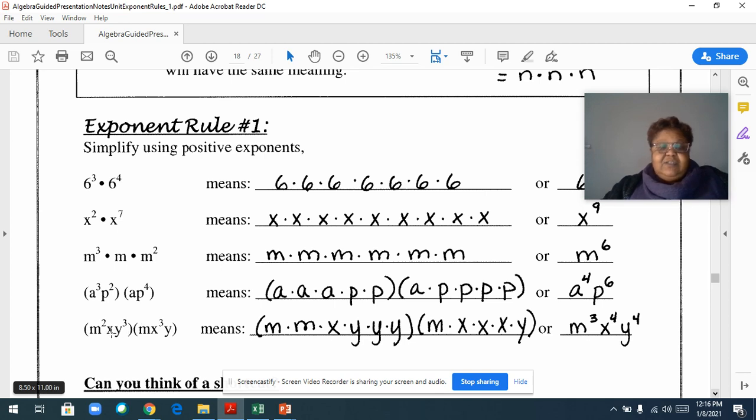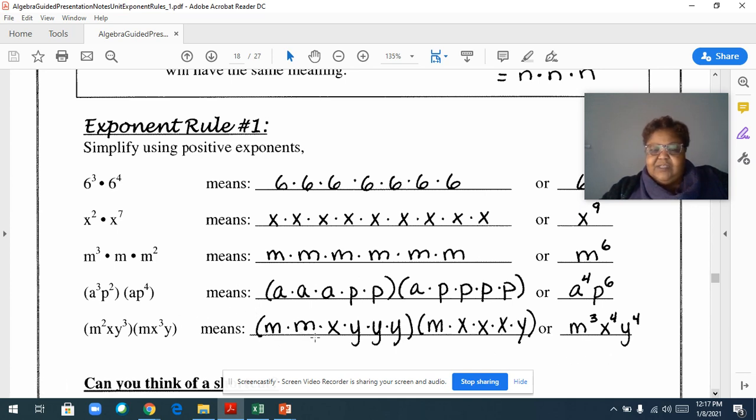Same thing here, m squared times x times y to the third power equals m times x cubed times y. Notice I said third power the first time and cubed the second time. They mean the same thing. So m squared is m times m, so we got 2 of them. We have 1 x, y to the third power, so we have 3 y's. M to the first power, 1. X to the third power, we have 3. And then we have 1 y.